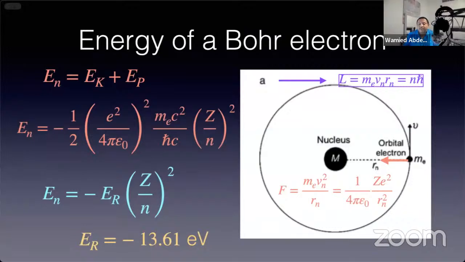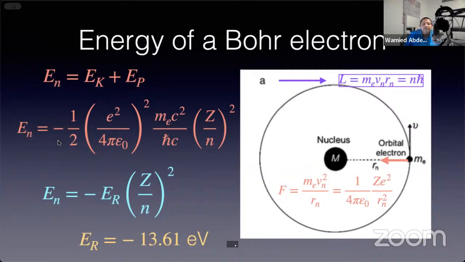So now, we gave the formula for the radius and the velocity, but now we can calculate the energy of a Bohr electron. When an electron is in orbit, it will have a kinetic energy because of its motion. It will also have a potential energy, because there is a Coulomb force. Think of it as the energy the electron will lose when it comes from infinity to that orbit. So the total energy of an electron in an orbit is the kinetic energy at that orbit plus the potential energy at that orbit.